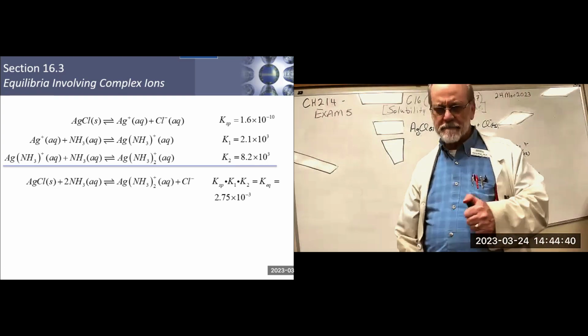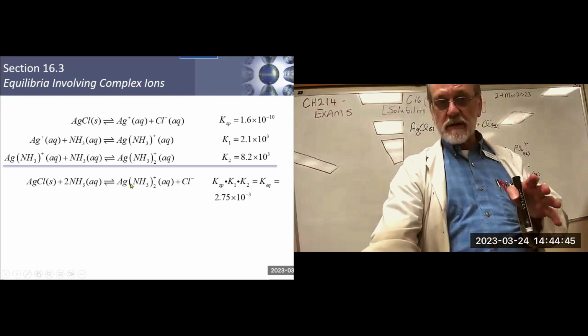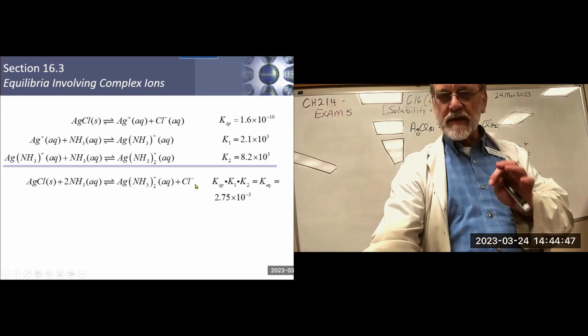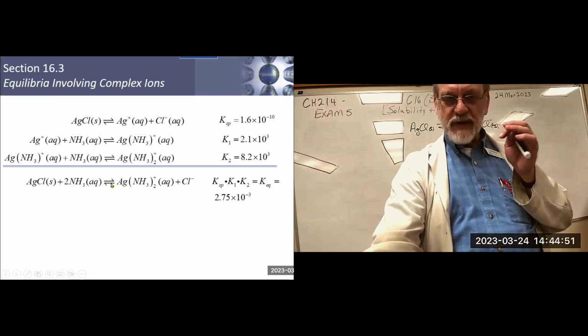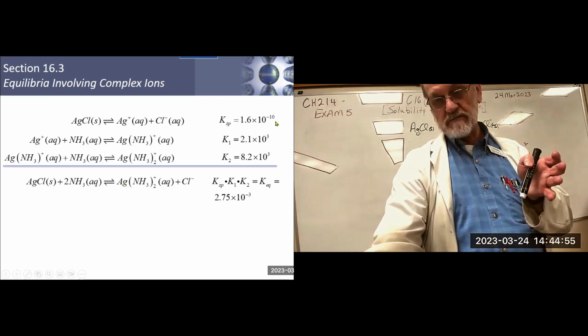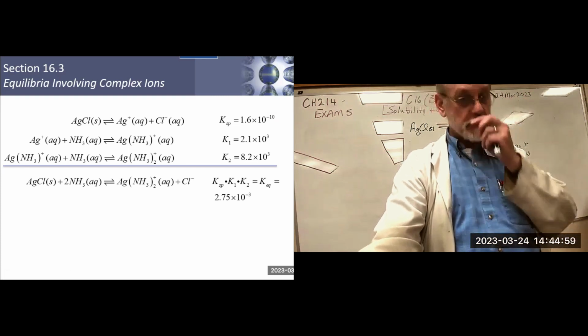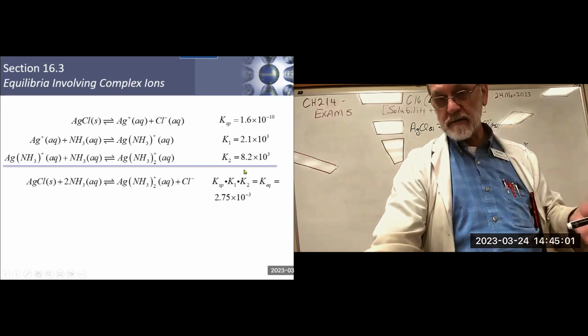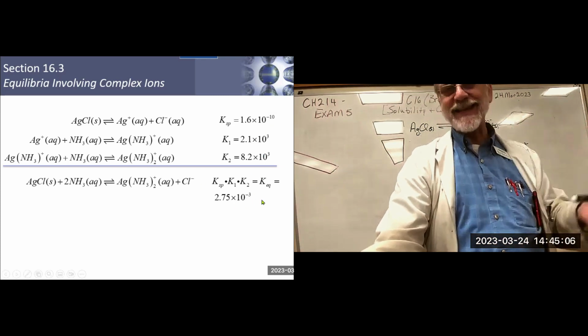So what that means is overall we have increased the K for this reaction. Based upon this reaction, we have increased it by 7 orders of magnitude. So you can get much, much more of the silver chloride in solution. It's not perfect, right? Because it's still 10 to the minus 3, but it's better than 10 to the minus 10.